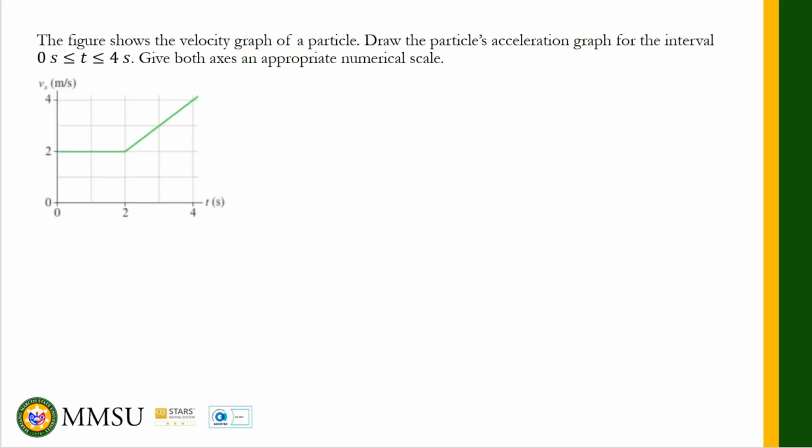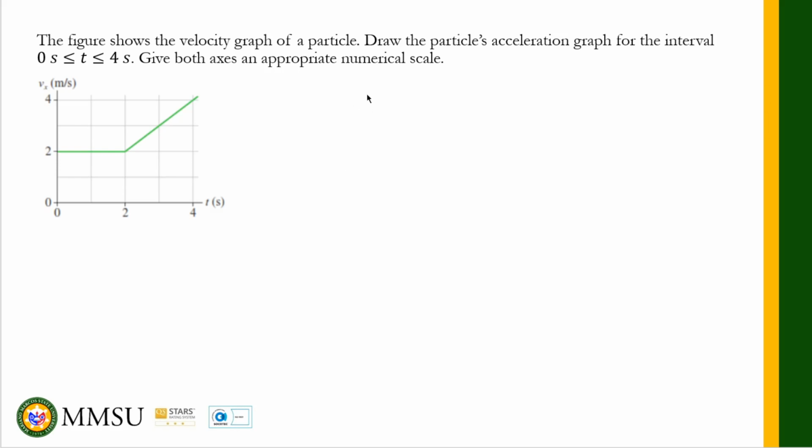First one, the figure shows the velocity graph of a particle. Draw the particle's acceleration graph for the interval 0 seconds to 4 seconds. Give both axes appropriate numerical scale. So we have here a graph of velocity versus time. The x-axis is time in seconds, the vertical axis is the velocity in meters per second. Now, we are trying to graph the acceleration versus time.